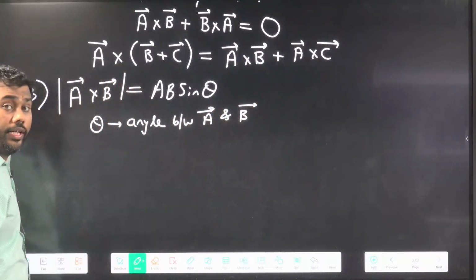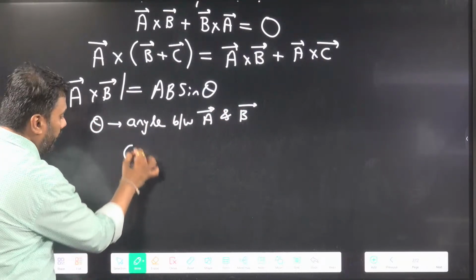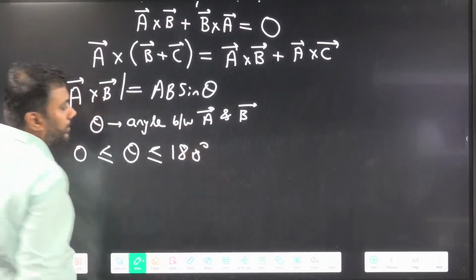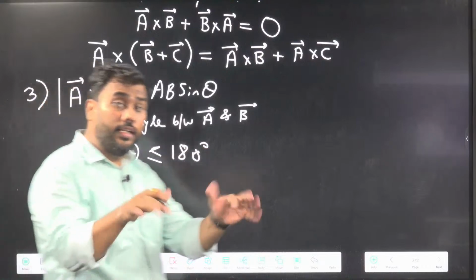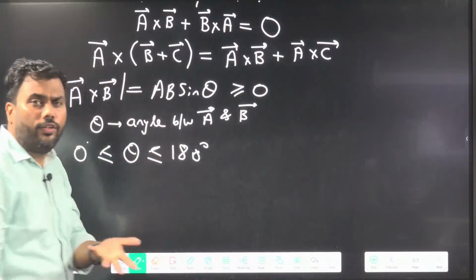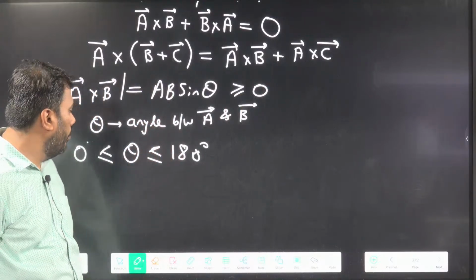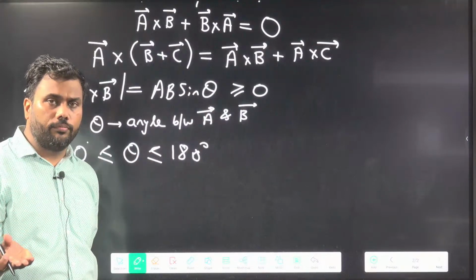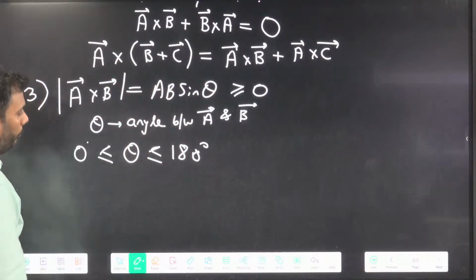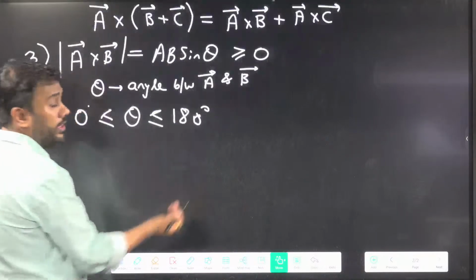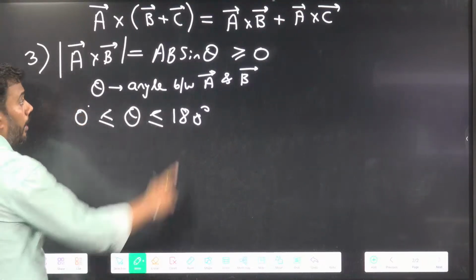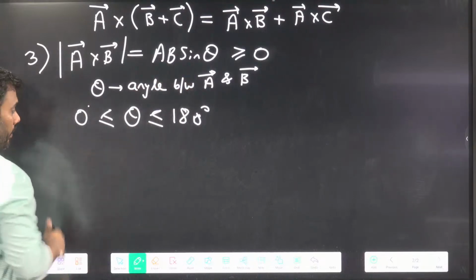The angle between any two vectors is always between 0 and 180. By definition, the angle is defined only in the range 0 to 180. So this sin theta will be positive. Sin theta is positive in the first quadrant and also in the second quadrant. So the magnitude of A cross B will always be positive, and anyway, magnitudes are always positive. But when sin theta is 0, the product will become 0.